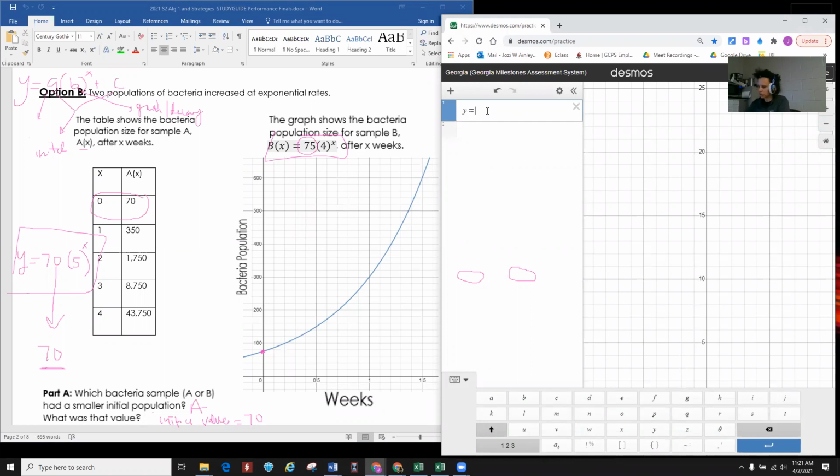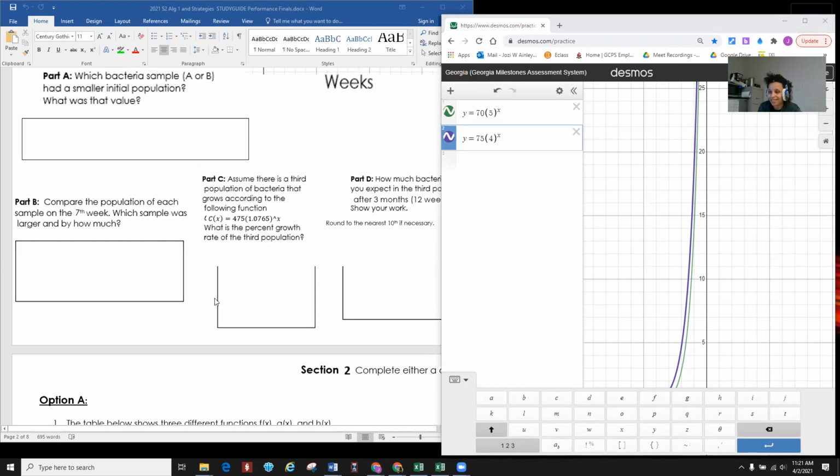So y equals my first equation, 70 times 5 raised to the x. And then my second equation the same thing, except this is 75 and this is 4. So I put both equations. Green is my first one and purple is my second one. Now that I have both equations there, I can answer all these questions. Compare the population of each sample on the 7th week. So X is 7 for both.